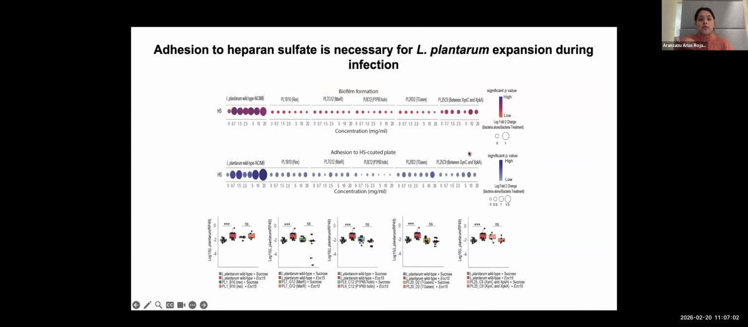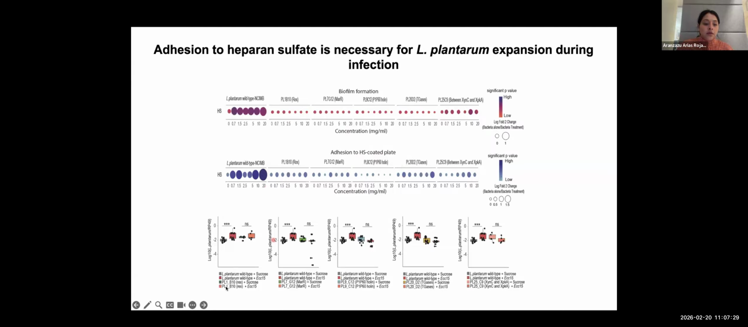So first, we validated how Lactobacillus was using these glycans or heparan sulfate to bind or form biofilms across the different mutants that we identified during our transposon screening. And as you can see here, most of the mutants that we identified were not able to form biofilms, nor to bind to the surface that was coated with heparan sulfate.